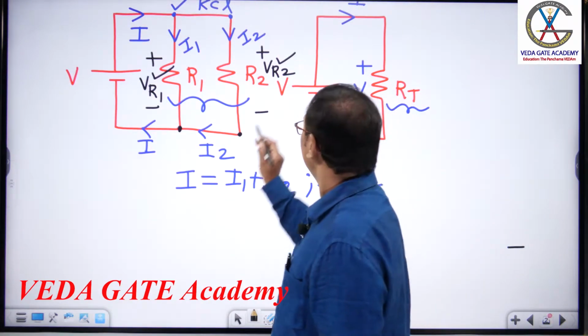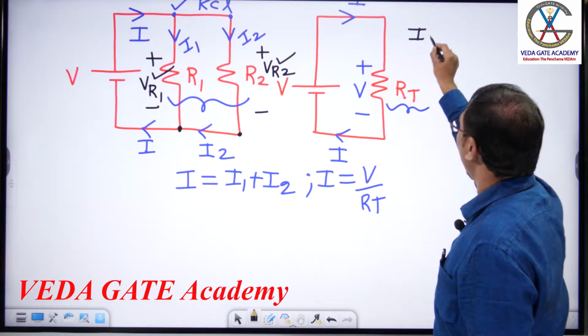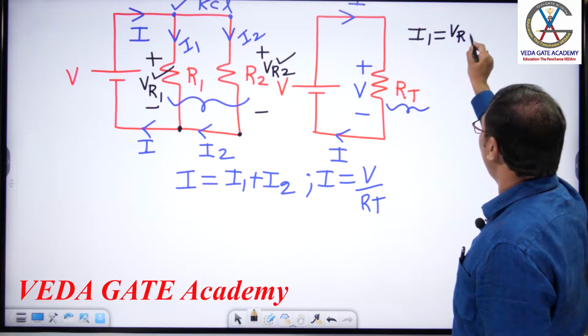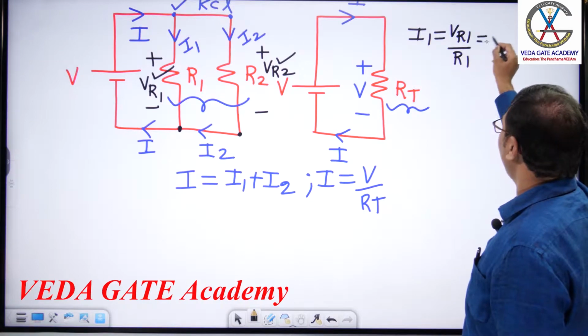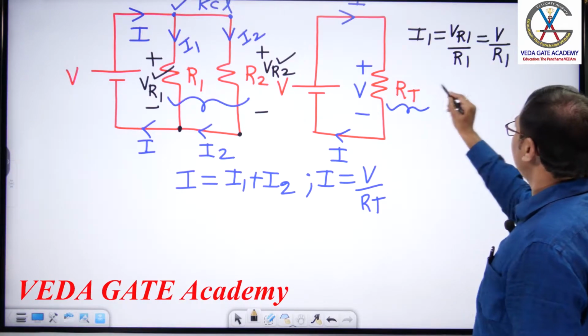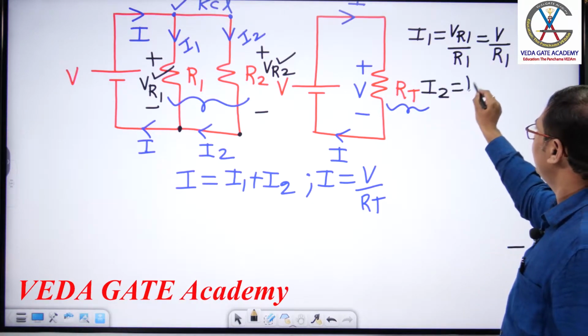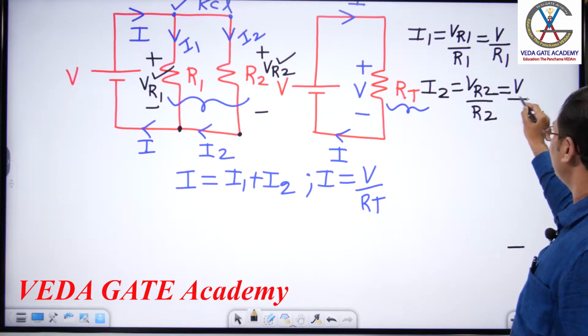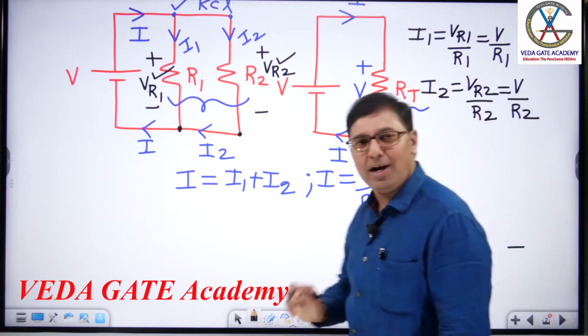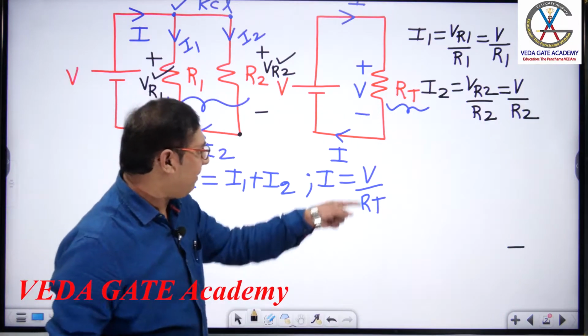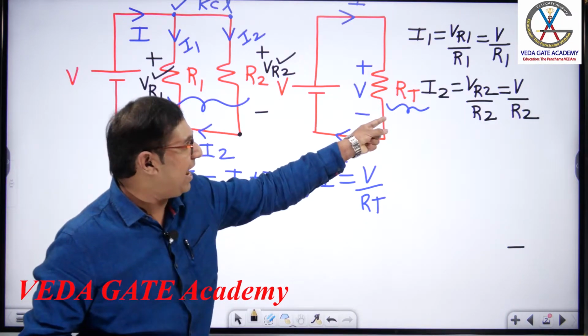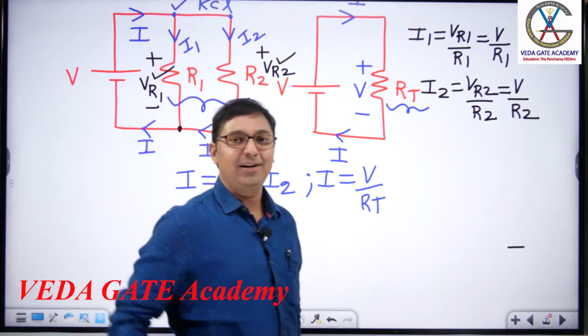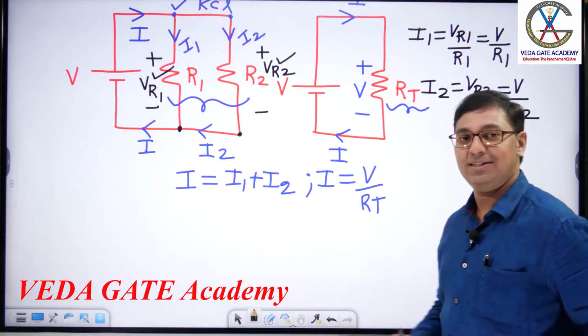Let us write these values as VR1 by R1. Yes, I am writing here, sir. Or I1 value I am writing VR1 by R1. But what is VR1, dear? It is simply V. Similarly, what is I2, sir? VR2 by R2. But what is VR2? It is V. Now let us substitute I value, which is V by RT, I1 value, V by R1, I2 value, V by R2 in our equation and proceed further.